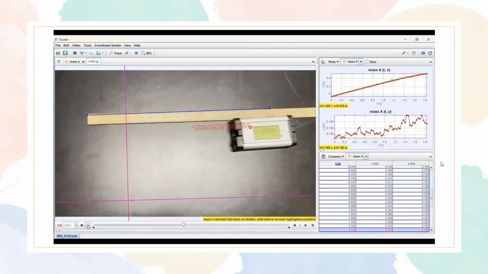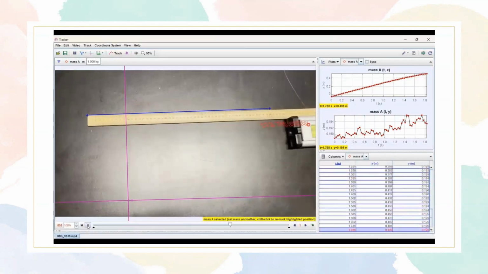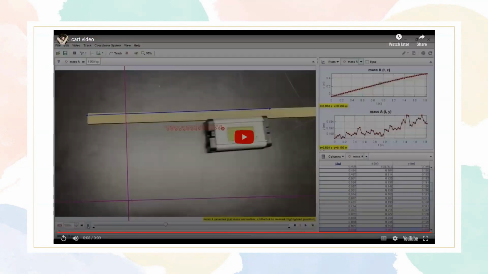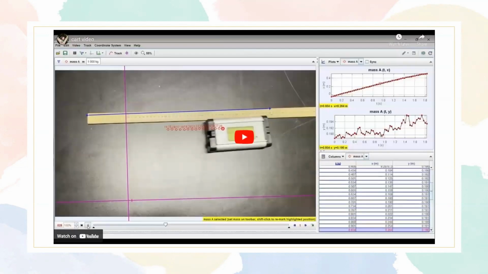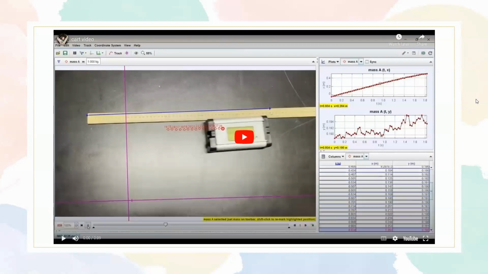So here's the video from Tracker of me tracking the cart. And as you can see, it has all of the data points from the tracking along with the meter stick, which I used to calibrate, and the XY axes to make sure that everything was even and correct for the most part.